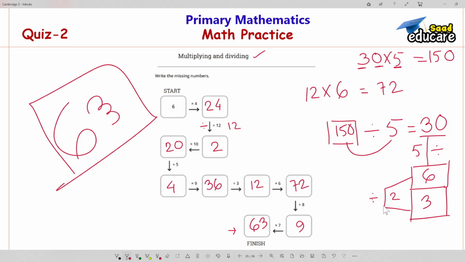I request dear parents, please don't give them only 6 divide 2 or 8 divide 4. It's a common practice. Make fun. Math is like fun.